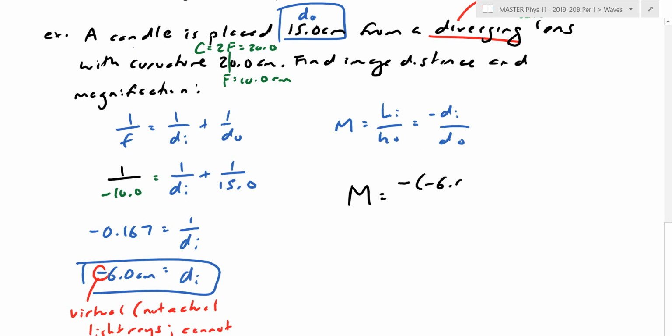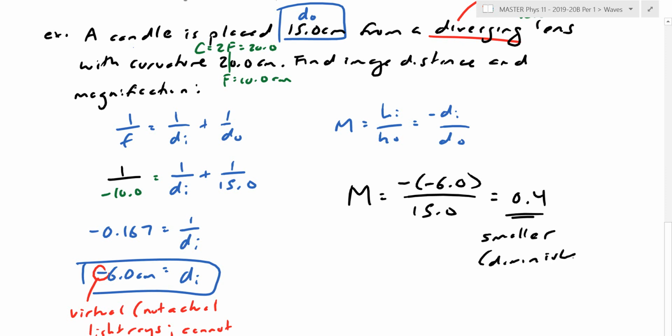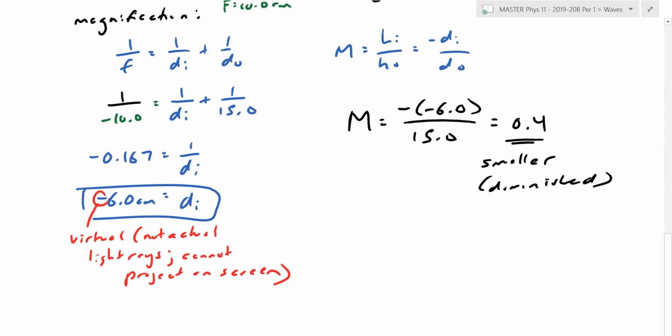I take a negative of the negative 6 that we just did. The object distance here was 15. And this gives us a magnification of 6 over 15. Magnification as a ratio would always be between 0 and 1. In this case, because this is less than 1, we notice that the image is smaller, or what we say here is diminished. That's what the math tells us. Let's have a look at a ray diagram just to confirm here.